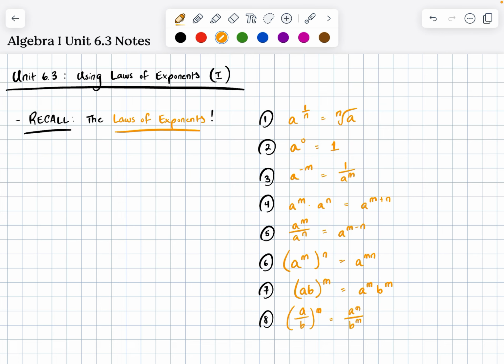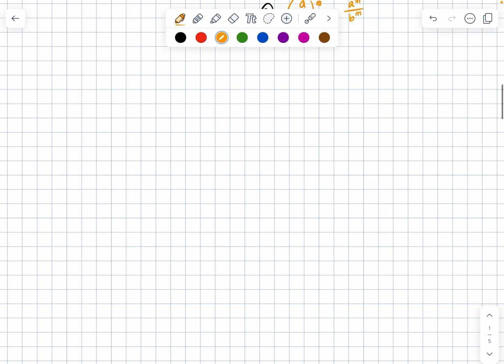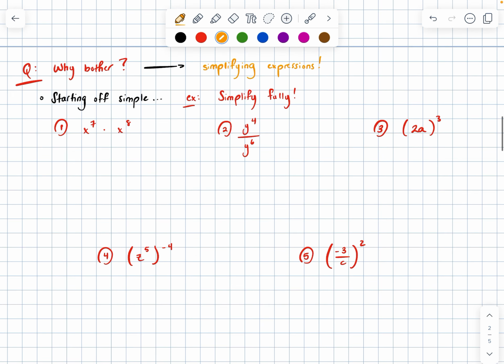Okay, that's great. But why bother learning these laws? Who cares? Well, our goal, of course, is to use them to do something. The name of the game here is to simplify. So our goal is to take any expressions that we see containing exponents and try our best to get it into what we'll call simplest form.